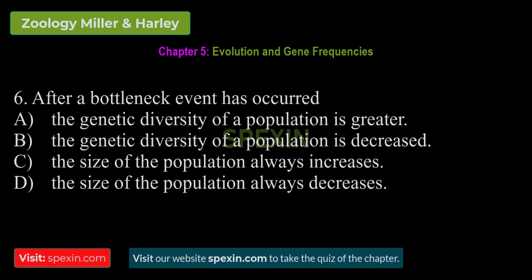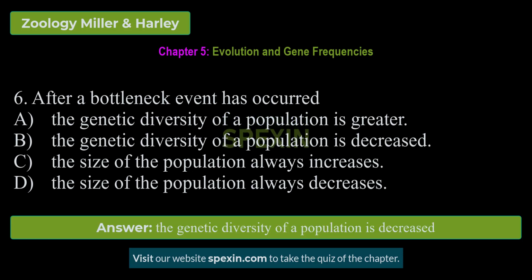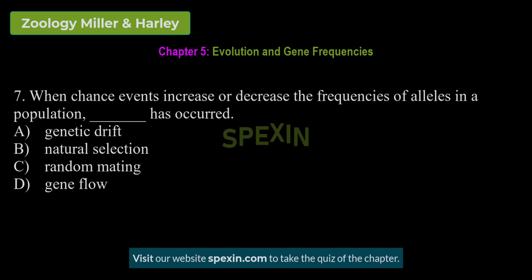After a bottleneck event has occurred, the genetic diversity of a population is greater. The genetic diversity of a population is decreased. The size of the population always increases. The size of the population always decreases. Correct answer: the genetic diversity of a population is decreased. When chance events increase or decrease the frequencies of alleles in a population, dash has occurred. Genetic drift, natural selection, random mating, gene flow.